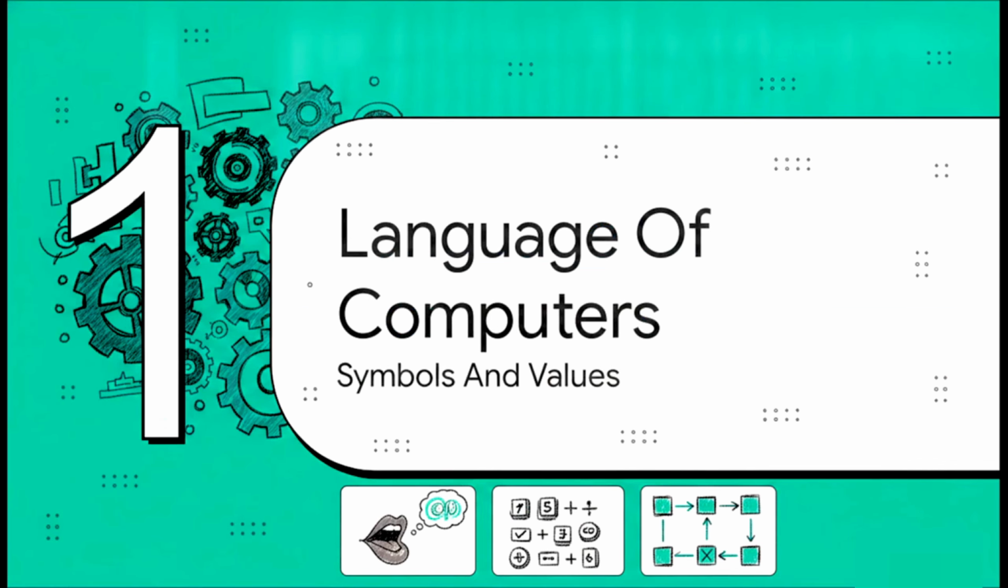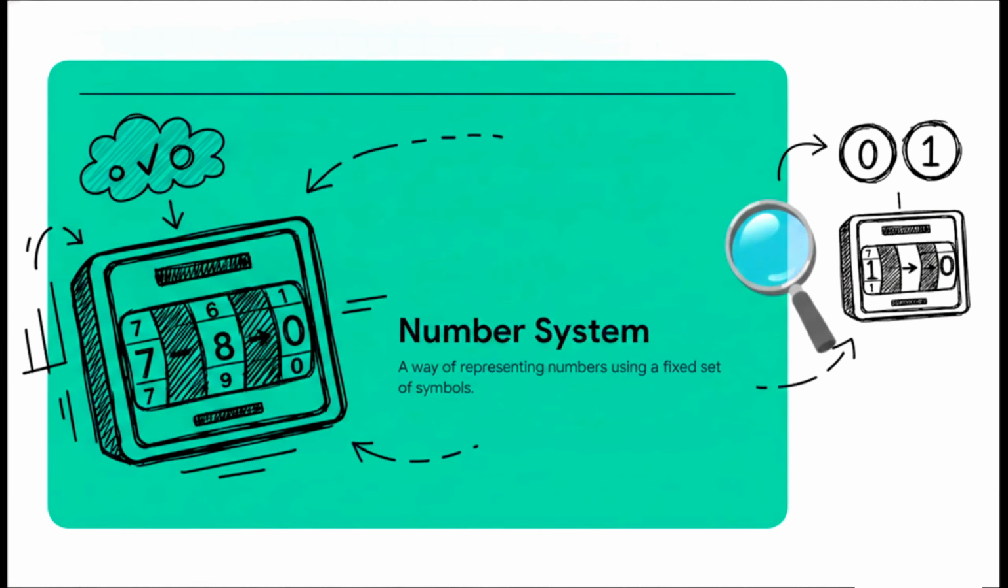All right, starting off with Section 1, the language of computers. Think about how we humans communicate quantity. Whether it's a Roman numeral X or the number 10, the actual underlying value is the exact same, right? Only the symbols change. And really, that's exactly what a number system is. It's just a way of representing numbers using a fixed set of symbols.